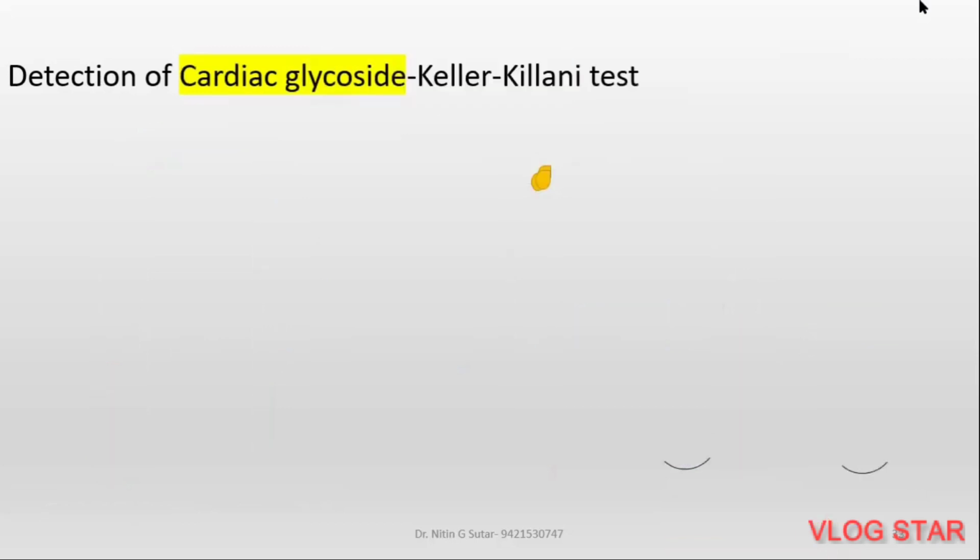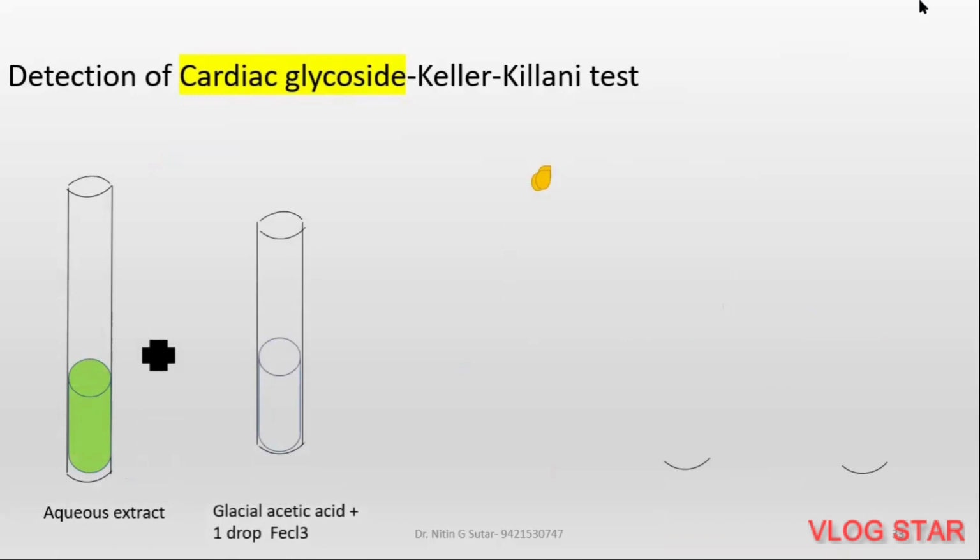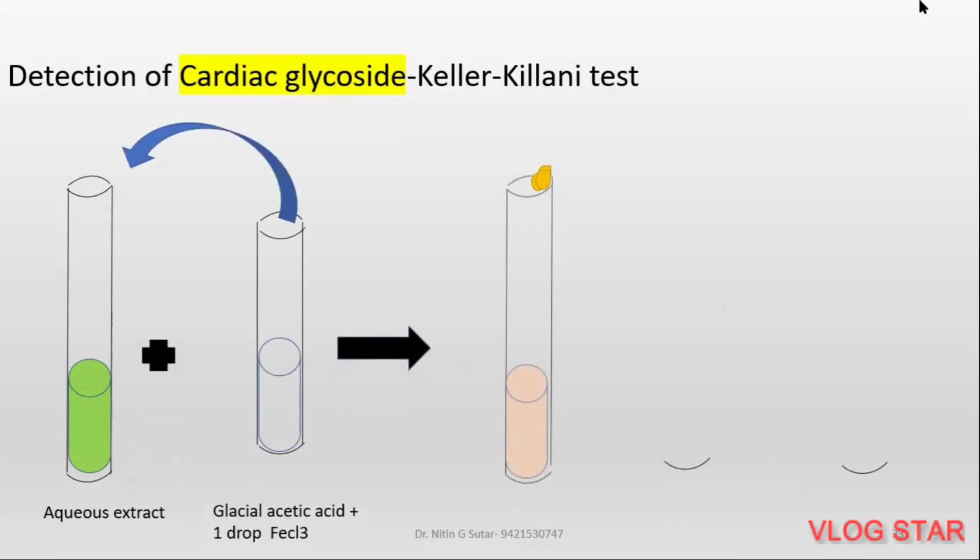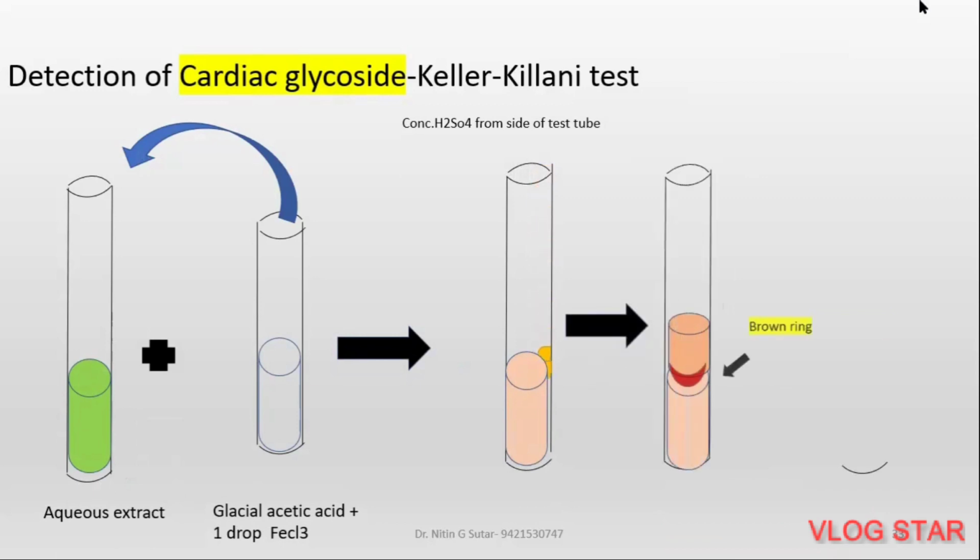Okay. Second reaction, Keller-Kiliani test. You have to take aqueous extract. To this aqueous extract, you add glacial acetic acid and 1 drop of ferric chloride solution. Add this into your test solution. Then to this you add concentrated sulfuric acid from the side of the test tube. Once you add this, there is a formation of a brown ring.